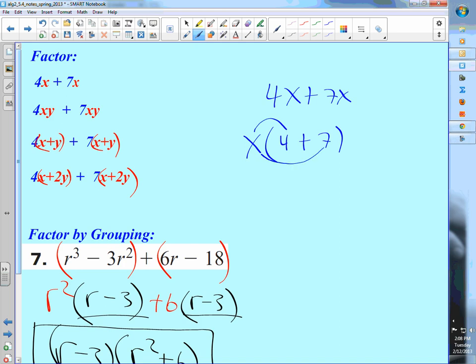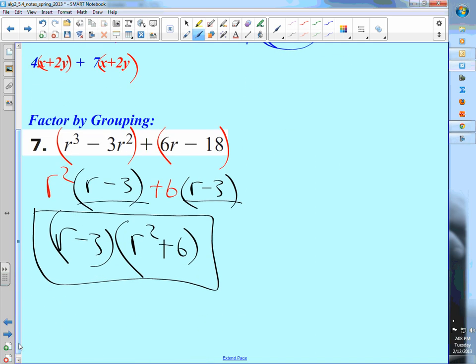Same thing is true here. When you distribute r minus 3 times r squared, you would get r squared times r minus 3. R minus 3 times the plus 6 would give you 6 times the r minus 3. The reason why we don't do it is because it's common and it went in front to be distributed later. Okay, great question though.